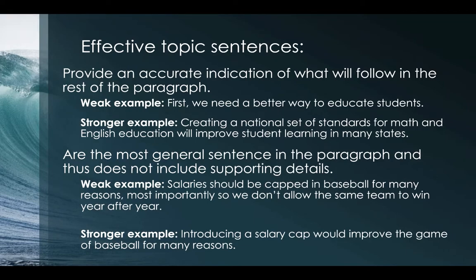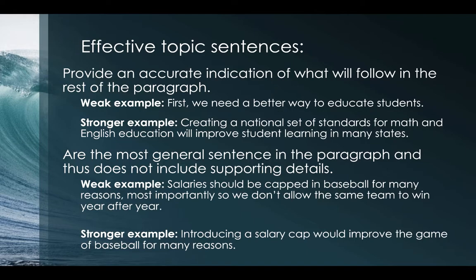So effective topic sentences. You provide an accurate indication of what will follow in the rest of the paragraph. So a weak example here is, "First, we need a better way to educate students." Okay, well, that's not great. We know we're starting with the first point here, but instead of just saying, "We need a better way," which is very vague, you need to give me some sort of specific topic that you're going to be covering. So a stronger example is, "Creating a national set of standards for math and English education will improve student learning in many states." So that way we know exactly what type of learning these students are looking to improve, and how they can actually improve that, instead of just saying a better way. Tell me what the better way is.